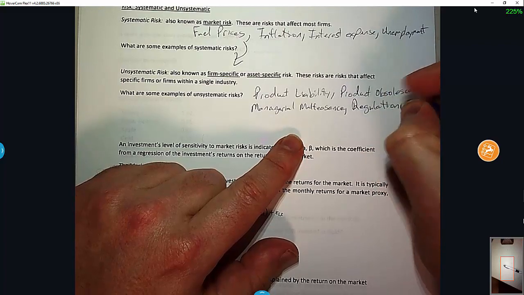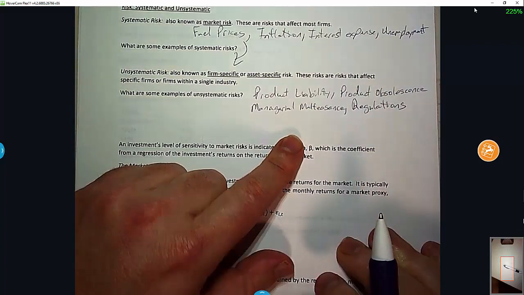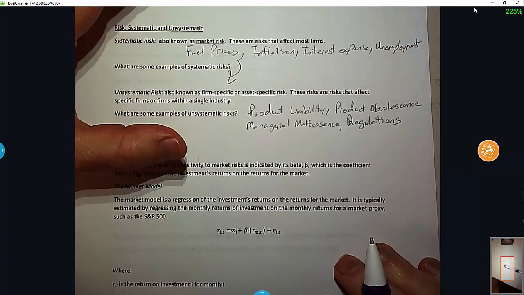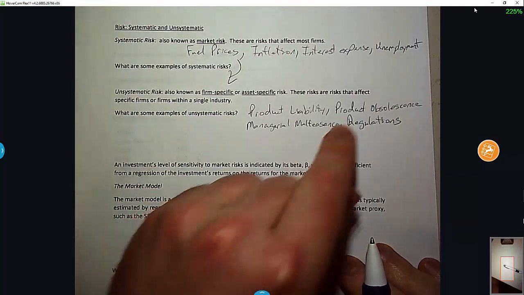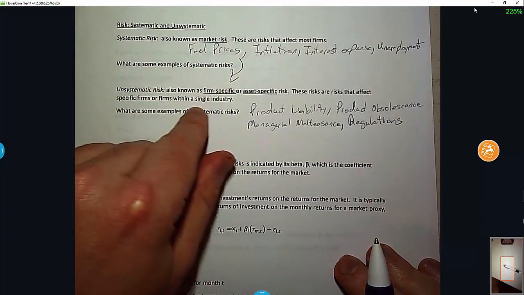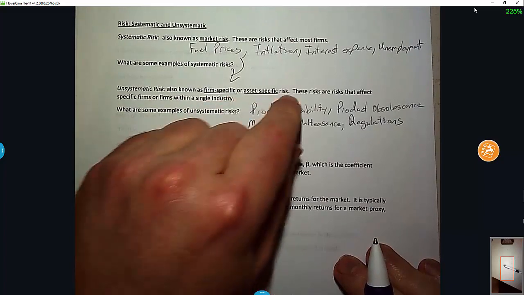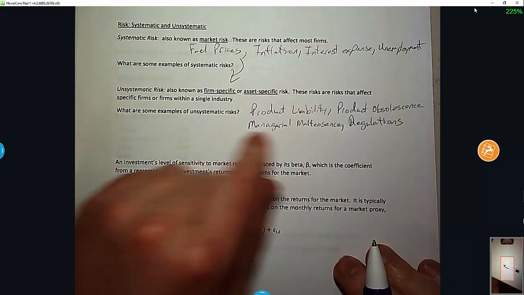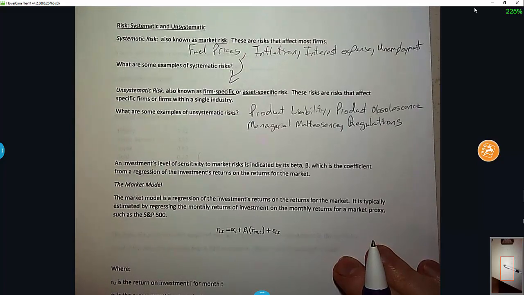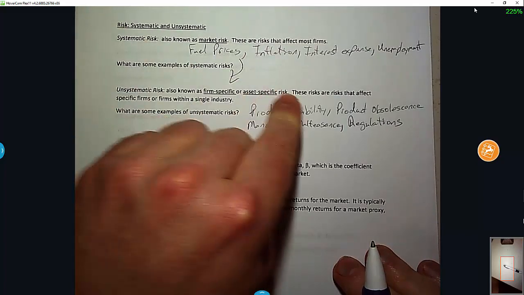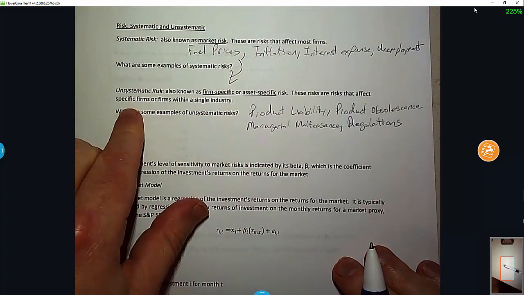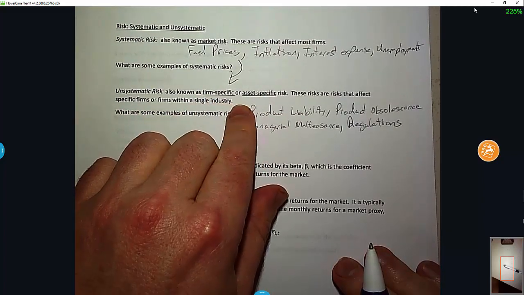I like to throw this one in here because sometimes people think of that as a systematic risk, government and regulations, but really regulations are generally written to affect specific industries, hopefully not specific firms, but specific industries, and so they don't affect other firms in other industries as much. One thing to point out about this that I want you to know is that these affect either specific firms or firms within a single industry.